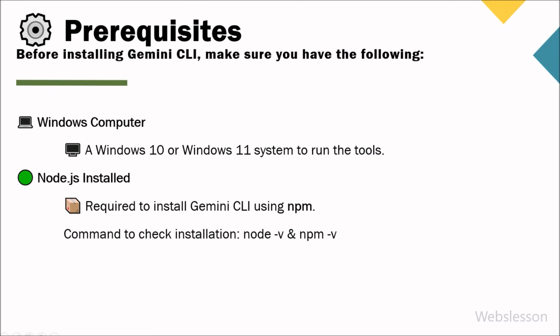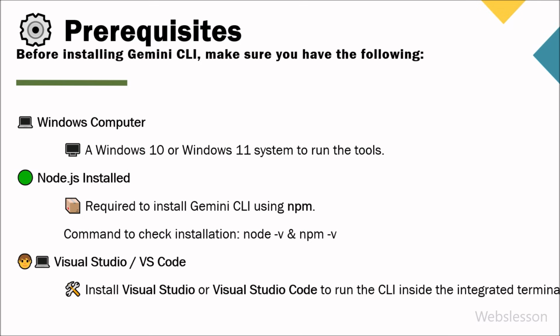Second, you need Node.js installed on your computer. Gemini command line interface is installed using npm, which comes with Node.js. If you are not sure whether Node.js is installed, you can quickly check by opening the terminal and typing node -v or npm -v command. Next, you should have Visual Studio or Visual Studio Code installed.